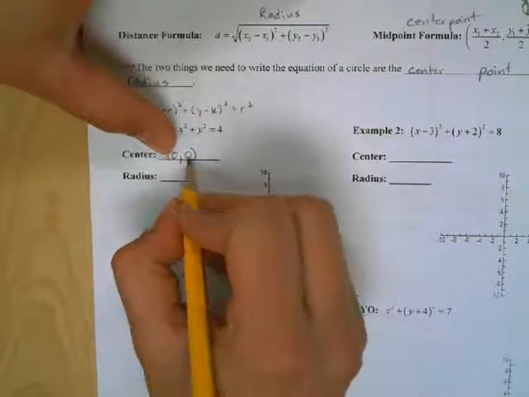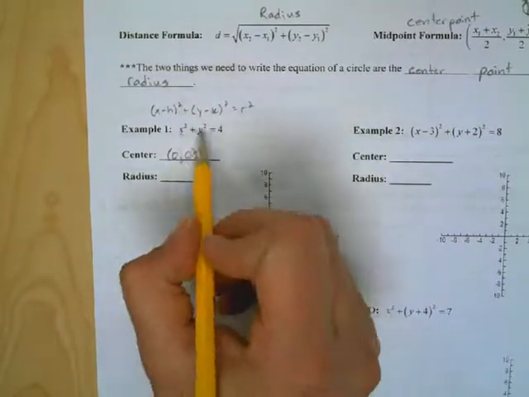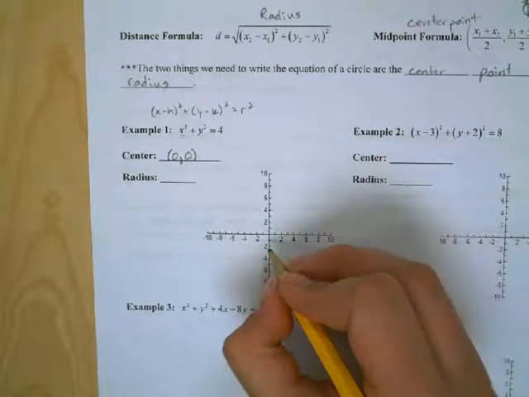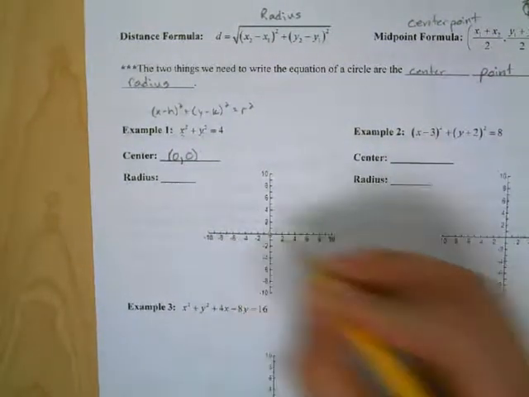So my center point is just at 0, 0. Okay, this is the most simple form. I've got x squared plus y squared. So I haven't moved anywhere. So it starts at 0, 0, right in the middle of our graph.